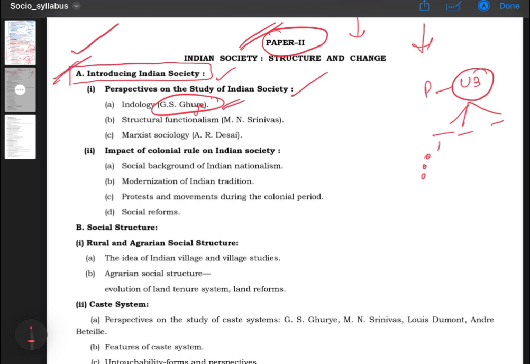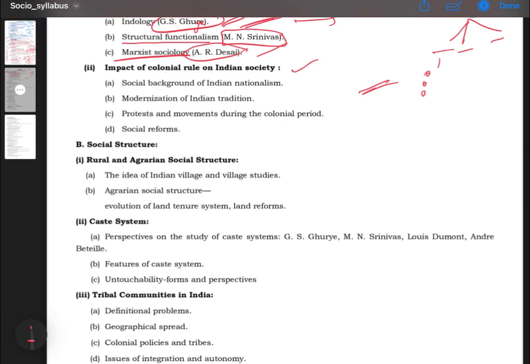The first unit is introducing Indian society: perspectives on the study of Indian society. G.S. Ghurye, father of Indian sociology, has, we can say, brought the subject matter of sociology into Indian society. So what is Indology? It is literally the scientific study of Indian society. Next is structural functionalism, M.N. Srinivas, Marxist, A.R. Desai. Next is impact of colonial rule on Indian society, sociological background of Indian nationalism, modernization of Indian tradition, protest movements during the colonial period, social reforms.